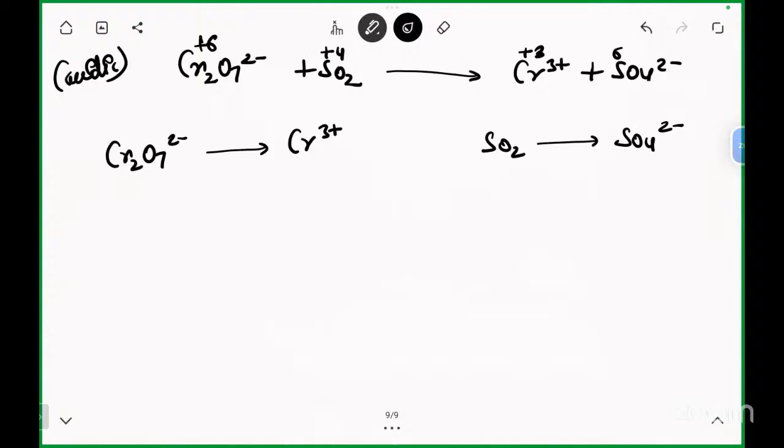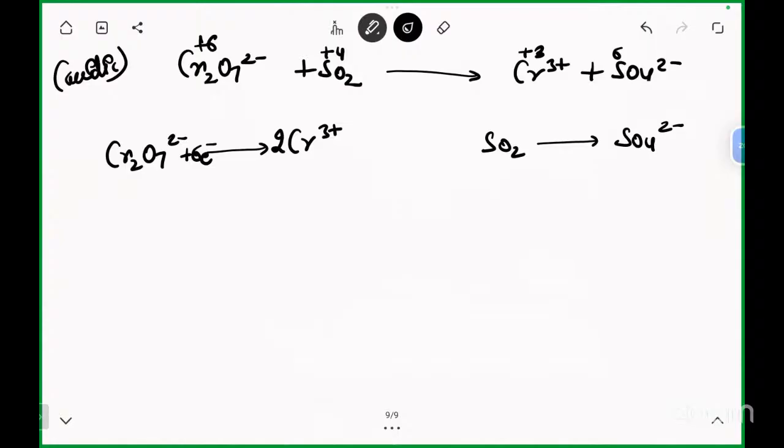The second is this way. See, on the left hand side we have 2 Cr, so the right hand side will be 2 Cr3 positive. 6 is converting into 3. So how many electrons? It means 3 electrons are just added, so that's why the charge is less. So it will be 3 electrons for 1 Cr converting to Cr3 positive. And if 2 Cr is present, it means 6 electrons. So here we have 6 electrons.